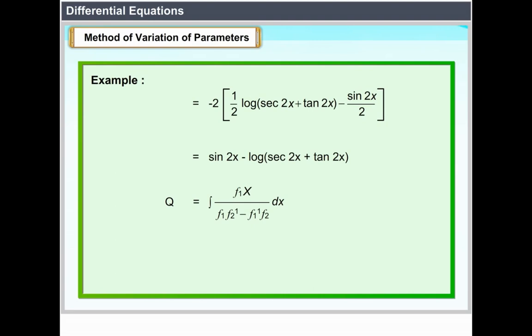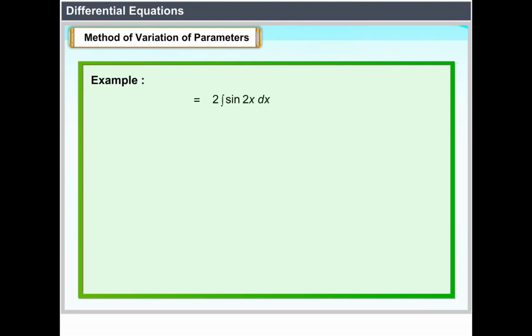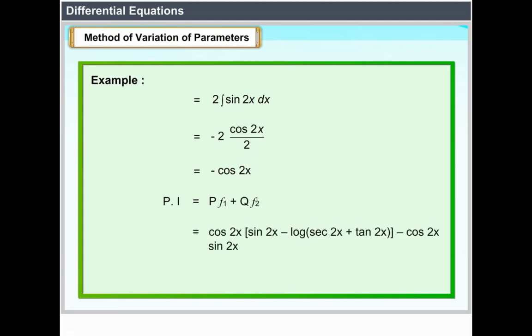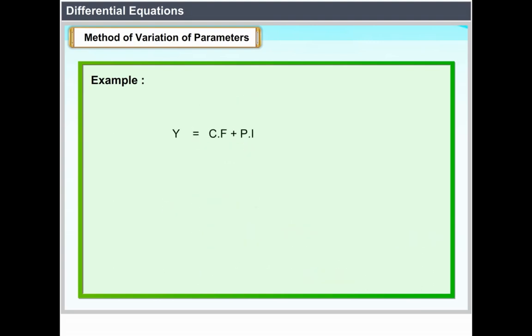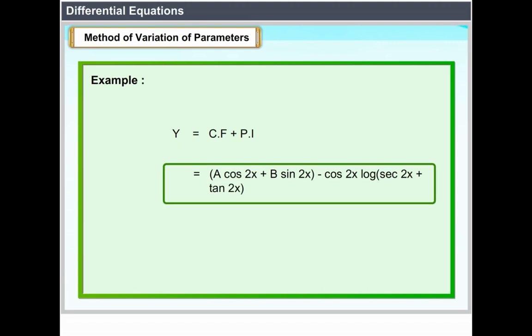Q = ∫ f1 X / (f1 f2' − f1' f2) dx = ∫ cos 2x · 4 tan 2x / 2 dx = 2 ∫ sin 2x dx = −2 · cos 2x / 2 = −cos 2x. PI = Pf1 + Qf2 = cos 2x [sin 2x − log(sec 2x + tan 2x)] − cos 2x sin 2x = −cos 2x log(sec 2x + tan 2x). Y = CF + PI = a cos 2x + b sin 2x − cos 2x log(sec 2x + tan 2x).